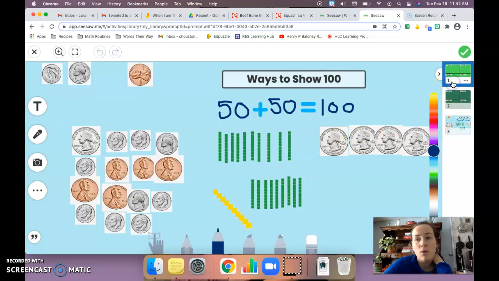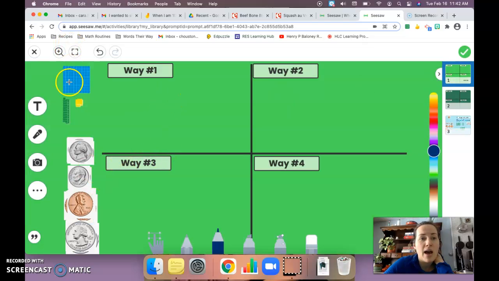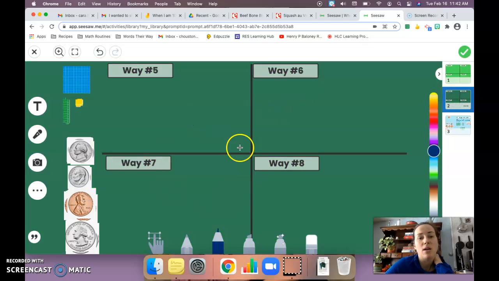So on your screen, I have some tens blocks and some money. You can always use the shapes and the markers to help you draw or write to show 4 different ways on this page, and then try another 4 on this page. Good luck and have fun!